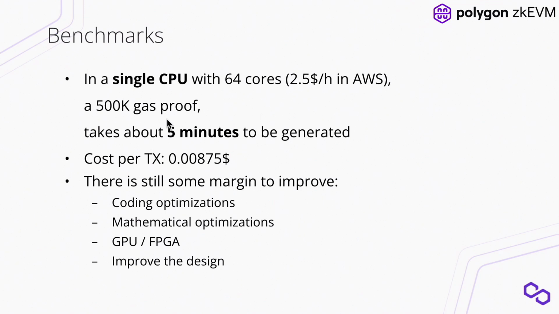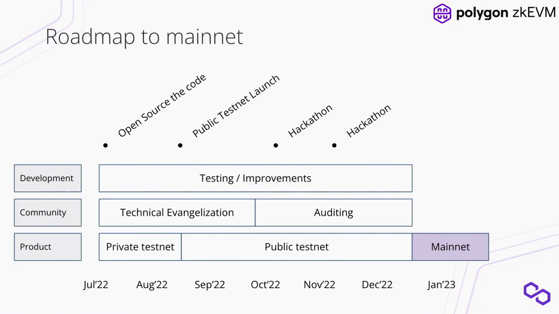So this gives us a number where we can do more or less a 500K gas proof. Right now, with a big CPU, a 64-core CPU, it's something that costs $2.5 in AWS. Well, it's subcent. So the cost per transaction is already subcent, and there is still a lot of margin to improve with FPGAs and many improvements in the design and so on. We have margin here.